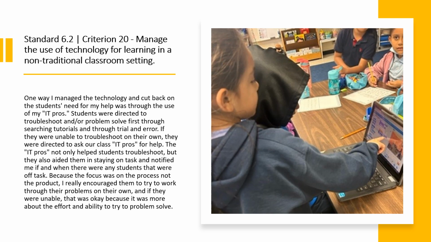Standard 6.2, Criterion 20: manage the use of technology for learning in a non-traditional classroom setting. One way I managed the technology and cut back on the students' need for my help was through the use of my IT pros. Students were directed to troubleshoot and/or problem solve first through searching tutorials and through trial and error. If they were unable to troubleshoot on their own, they were directed to ask our class IT pros for help. The IT pros not only helped students troubleshoot, but they also aided them in staying on task and notified me if and when there were any students that were off task.